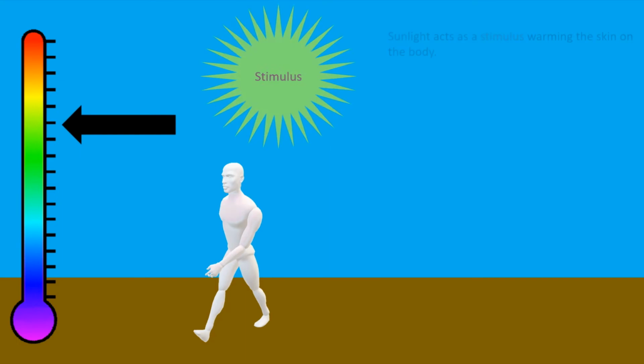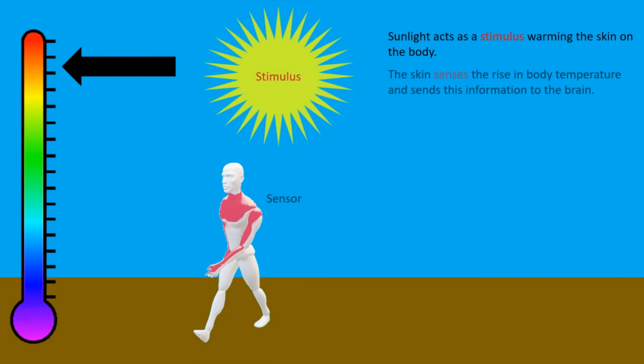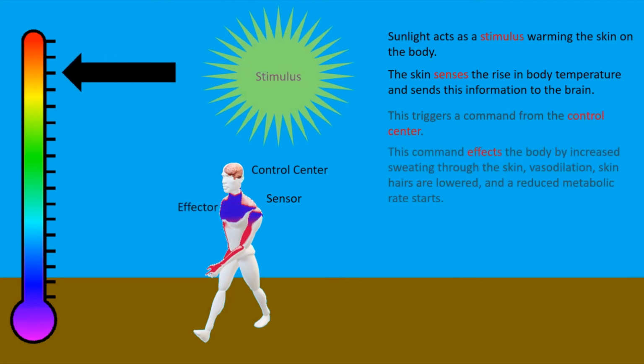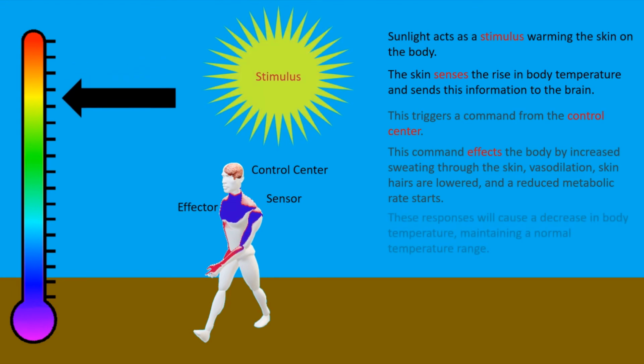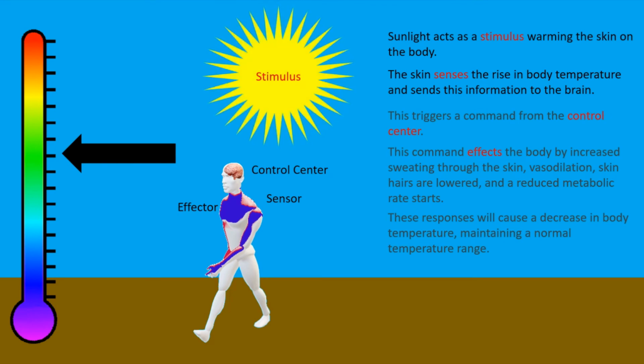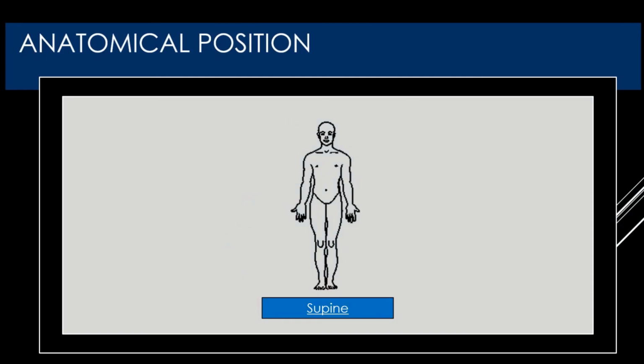Sunlight acts as a stimulus, warming the skin on the body. The skin senses the rise in body temperature and sends this information to the brain. This triggers a command from the control center. This command affects the body by increasing sweating through the skin, vasodilation, skin hairs being lowered, and a reduced metabolic rate starting. These responses will cause a decrease in body temperature, maintaining a normal temperature range, thus keeping the body in homeostatic equilibrium.